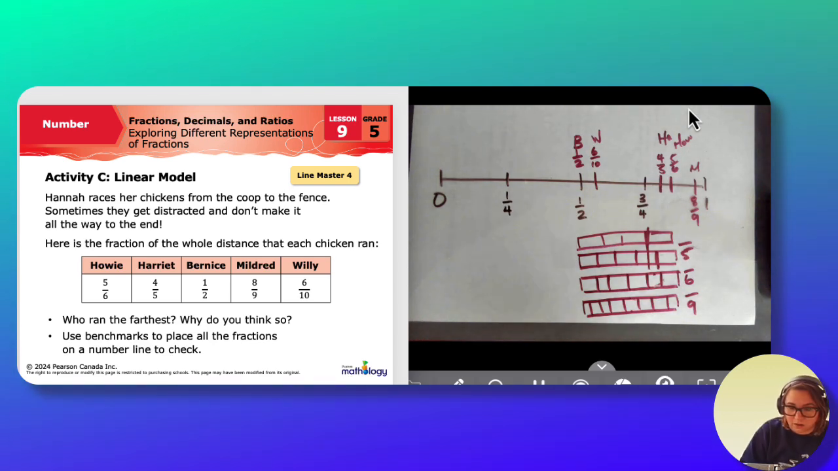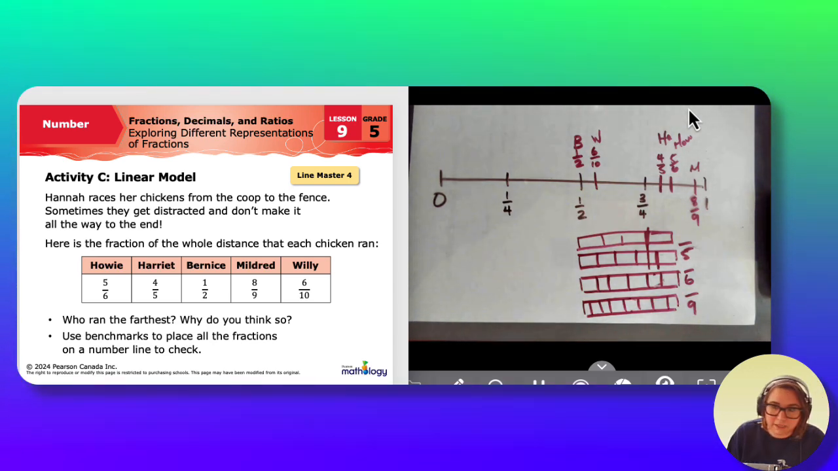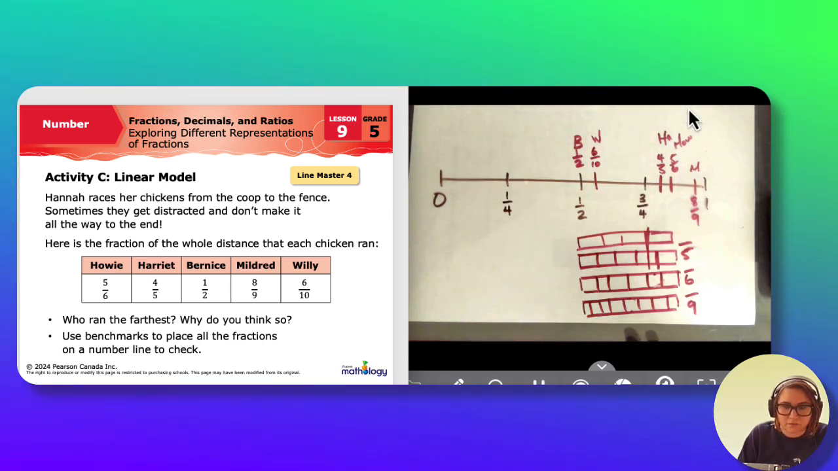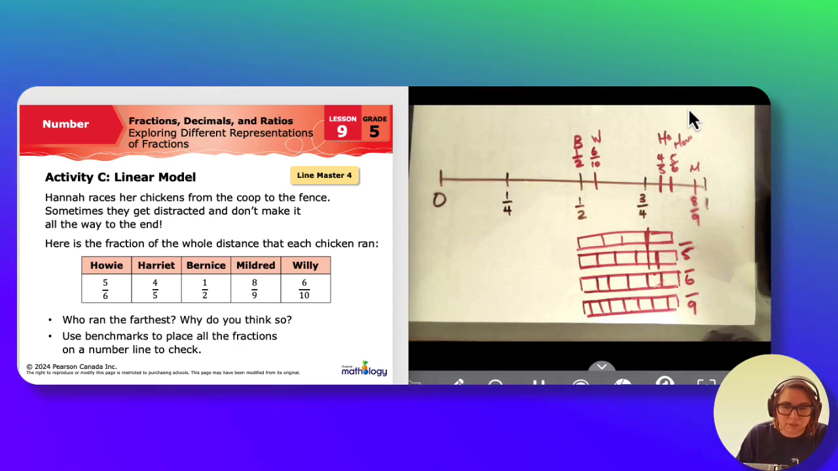This is tricky. This is hard thinking, right? And so again, it's not about perfection and it's not about exactness. It's about the reasoning and the thinking. The conversation that comes from this, not only in the small groups, but when you come back as a class to share your thinking, is the richest part of this task.